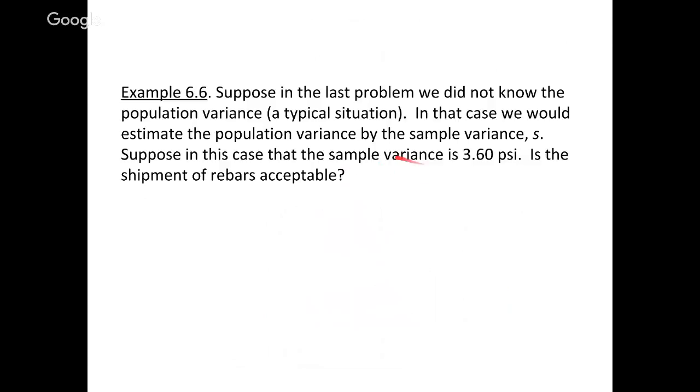Well, actually, this is an error. That should be sample standard deviation. So we're given the sample standard deviation of 3.6 PSI. So we basically calculated from the 25 rebar samples a sample standard deviation of 3.6, and we're going to have to use that in place of the population variance or standard deviation because we haven't been given it. And so we're still asked, is the shipment of rebars acceptable?